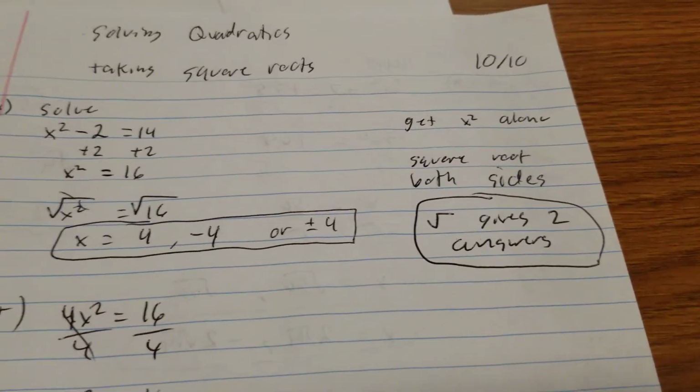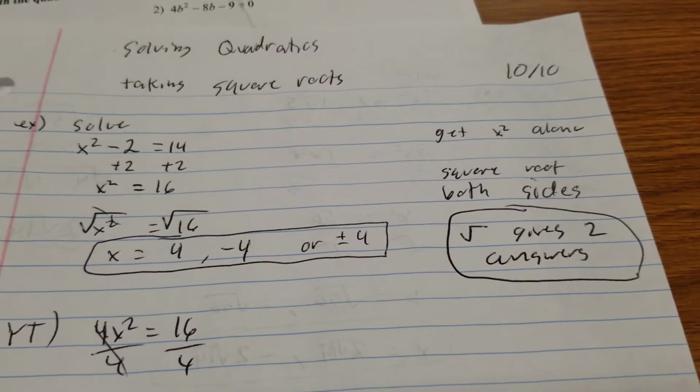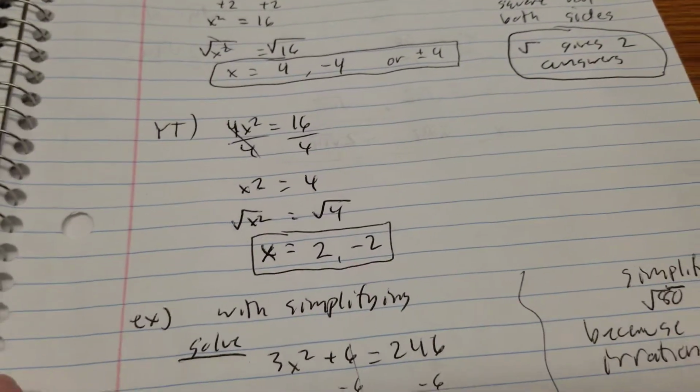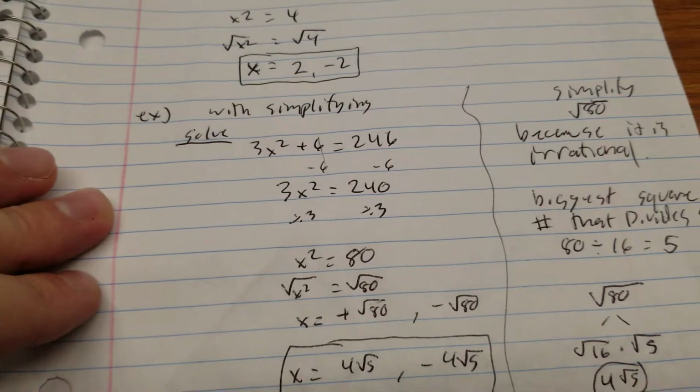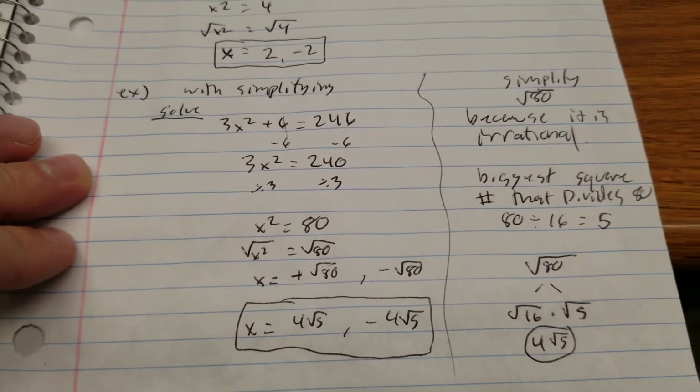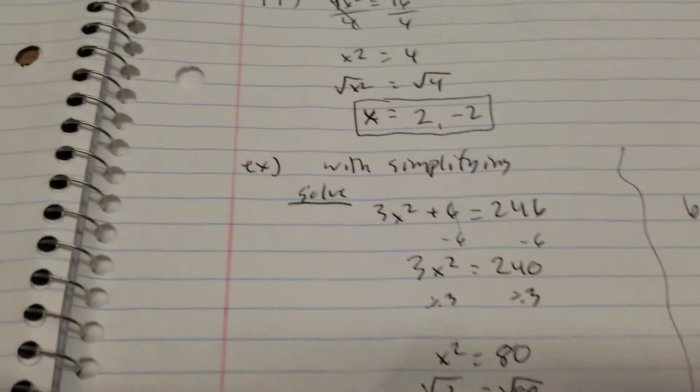And here's the steps over here. Get x squared alone, square root both sides, square root gives 2 answers. So this was a Your Try. I'm not going to spend a lot of time on it. And then sometimes you have to simplify. These look a little more complicated, but I'll kind of go through it.